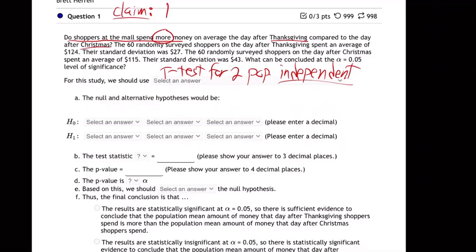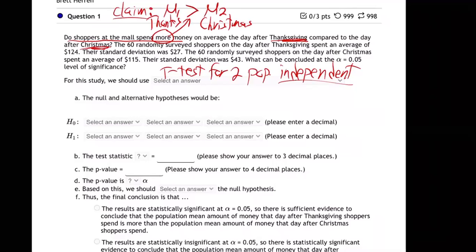So now it's not p, it's not proportions, it's mu. And it's more, so it's greater. Do you see why we're using the mu? Because it's averages, not proportions or percentages. We're not doing percentage in this section. We're doing average amount of money spent the day after Thanksgiving and the day after Christmas. We'll put Thanksgiving first and Christmas second, because that's just the order they came in the problem.